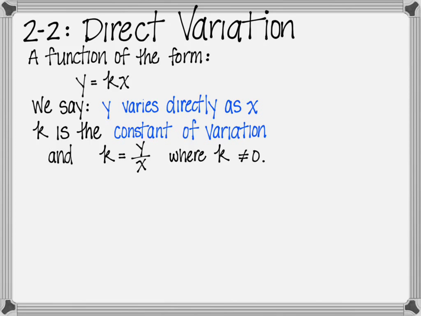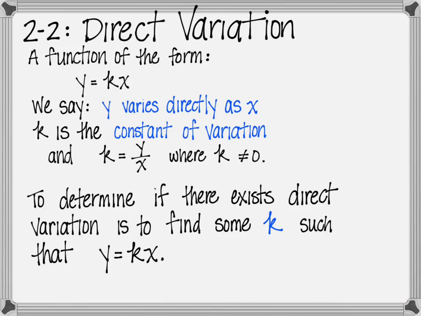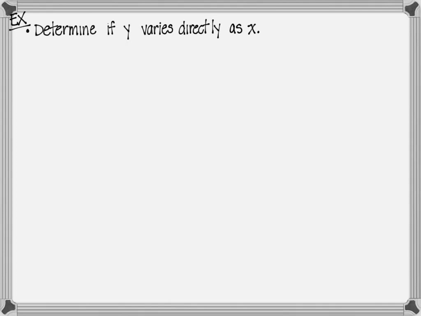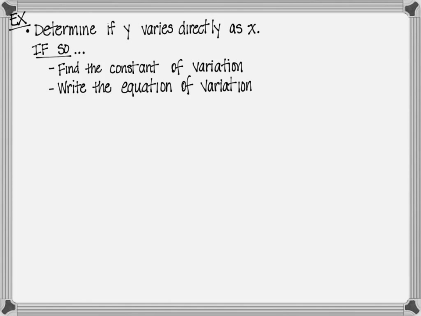So y divided by x will equal the constant of variation, and k cannot equal 0, otherwise we just have y equals 0 and then it's not direct variation. To determine if direct variation exists, find some constant of variation k so that the direct variation equation holds true. Here's an example: determine if y varies directly as x, and if it does, find the constant of variation and write the equation of variation.